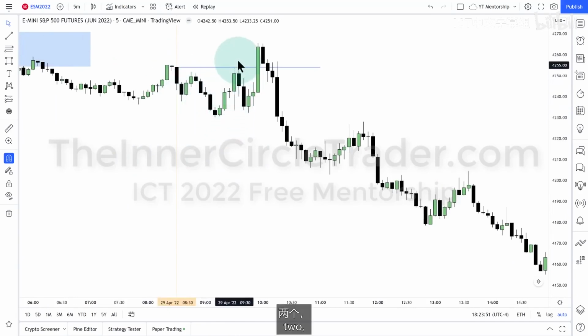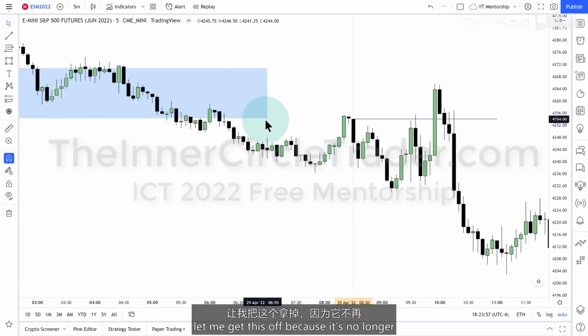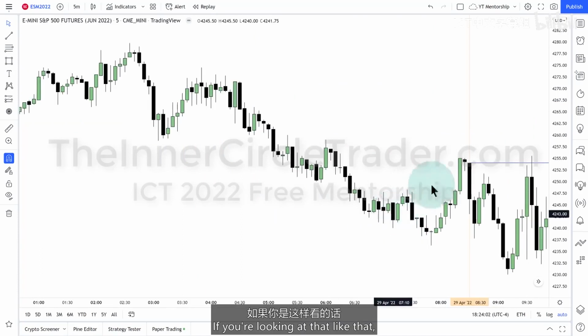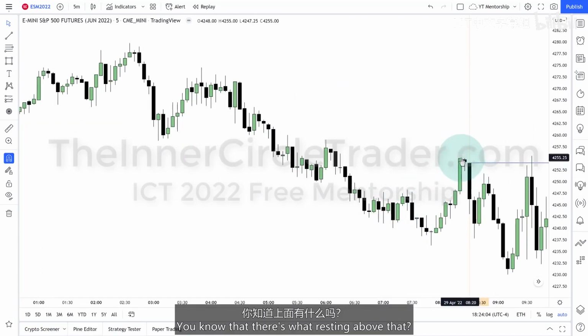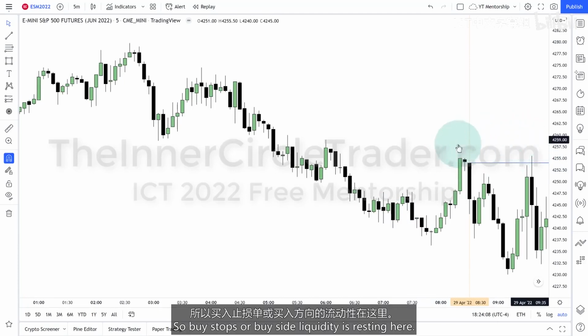One, two, relative equal highs. You see that? Now, if you're looking at the lower time frame charts, let me get this off here because it's no longer useful. If you're looking at that like that, here's the opening price. You know that there's what resting above that? Buy side. So buy stops or buy side liquidity is resting here.